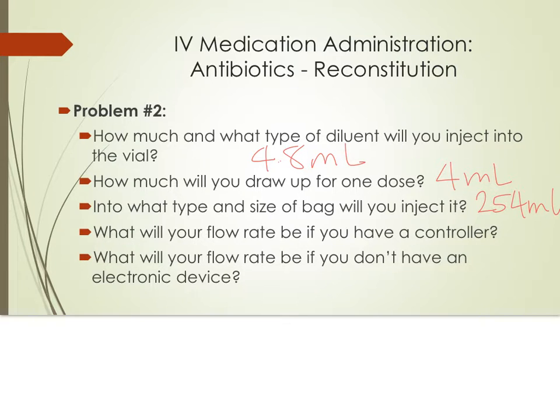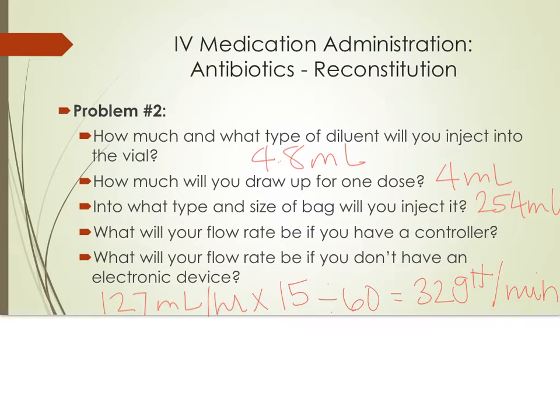To calculate the flow rate, you divide the 254 by 2 hours, which gives you a flow rate of 127 mils per hour. Finally, to calculate the drip rate, you take the 127 by 15, which was the drop factor, and divide that by 60 to get it into minutes, and that will give you 31.75, and we round to the nearest whole number, so that will give you 32 drops per minute.